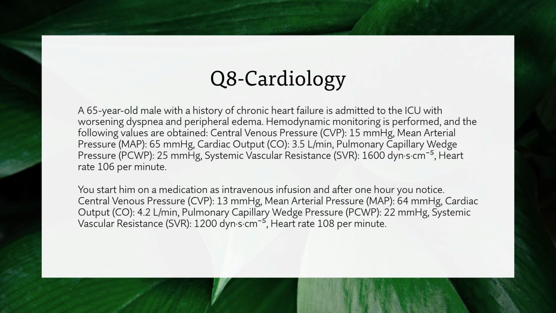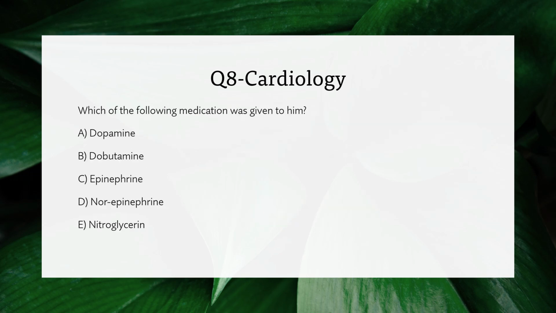You start him on a medication as intravenous infusion and after 1 hour you notice central venous pressure 13 mm of mercury, mean arterial pressure 64 mm of mercury, cardiac output 4.2 liter per minute, pulmonary capillary wedge pressure 22 mm of mercury, systemic vascular resistance 1209, heart rate 108 per minute. Which of the following medication was given to him?